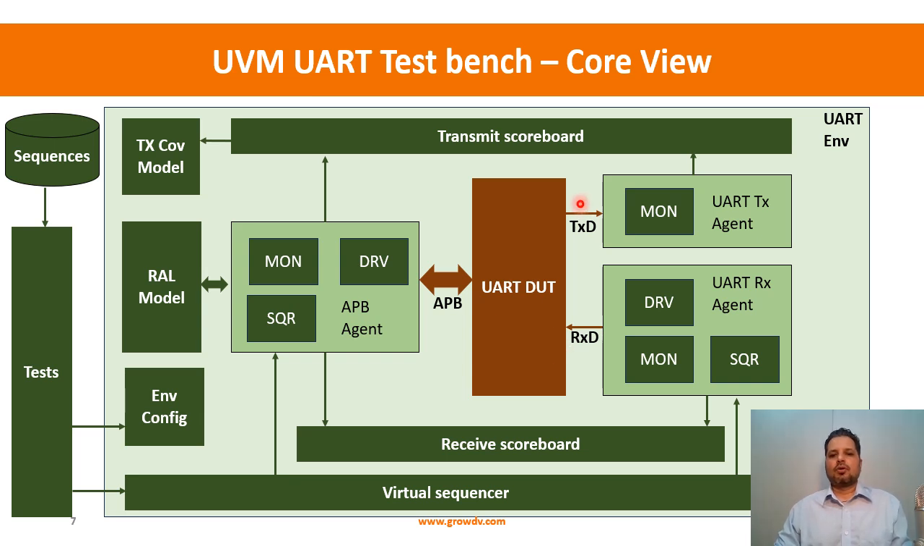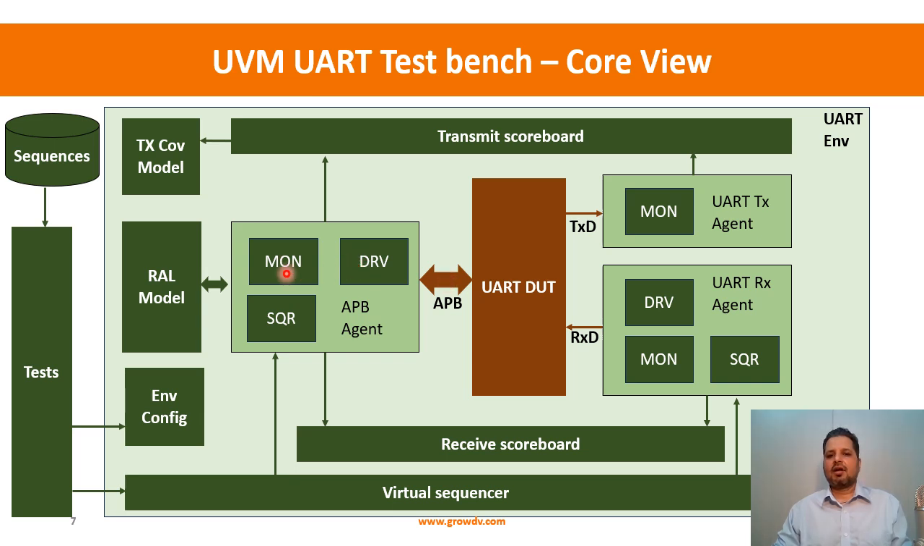So we have the UART DUT and we have the APB bus. We have TXD, RXD, because what we are primarily interested in is being able to transmit something and receive something concurrently. That's the main scenario that we want to look at. So I'm showing those details, and as we have talked about, for every interface there is going to be an agent.